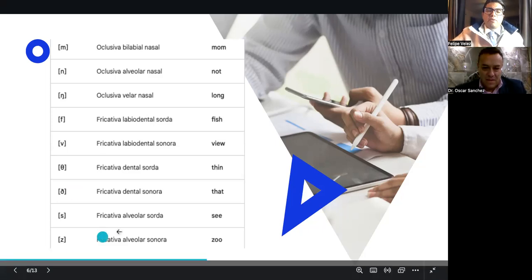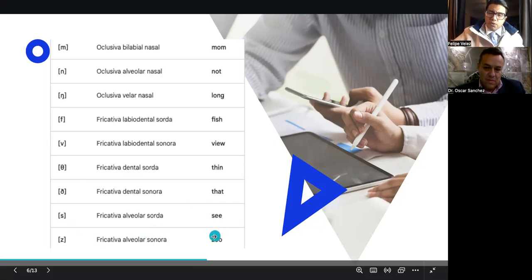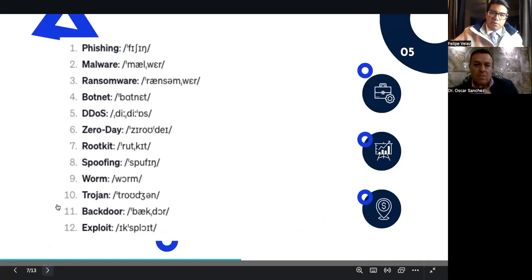Excellent. Now the fricative alveolar sound when we say S. S. Very good. Excellent. Now the other fricative alveolar sound is z, like a V but we only pronounce zoo. Zoo. Very good. Excellent. So now that you know the sounds, we're going to pronounce some cybersecurity terms. Let's see how you pronounce them by yourself.